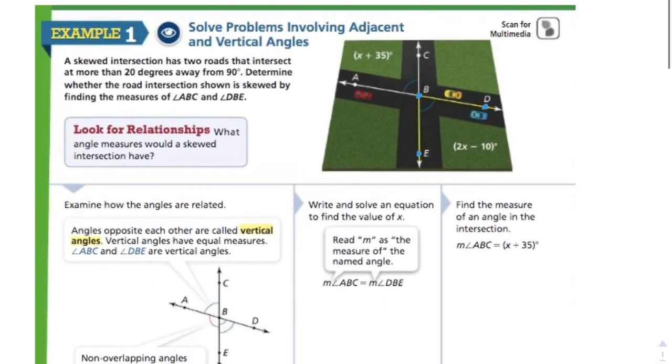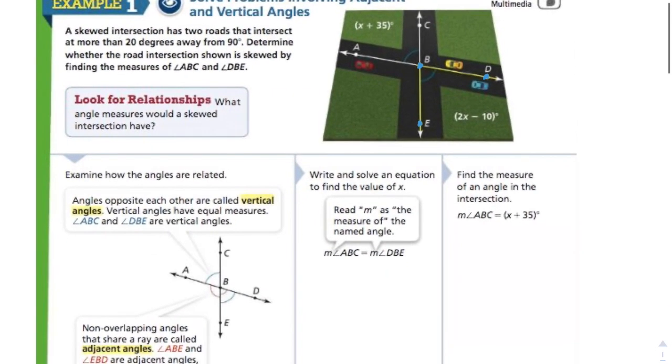So example 1 says a skewed intersection has 2 roads that intersect at more than 20 degrees away from 90 degrees. Determine whether the road intersection shown is skewed by finding the measures of ABC and DBE. So it wants us to find the measures of DBE and ABC. And it tells us that DBE's angle measure is 2x minus 10 and ABC's is x plus 35. So that's all the information that we have.